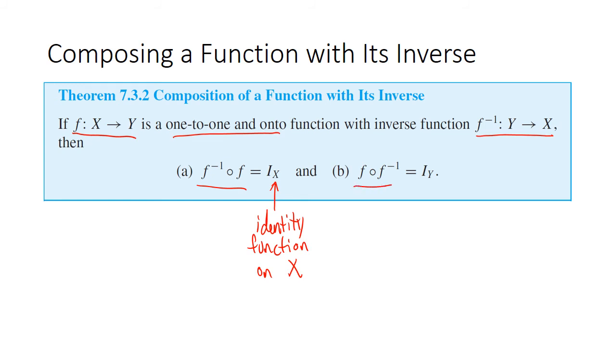And then if you compose the function and its inverse the other way around, this is the identity function on y. So it's the function where when you plug in something from y, it just gives you back that same element from y. So this is what's supposed to happen when you plug a function into its inverse. If you want to check that a function is the inverse of another function, what you have to do is do function composition in both orders and make sure you get the identity function in both orders.